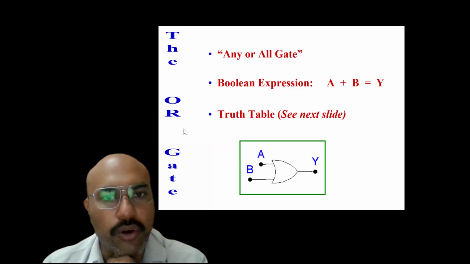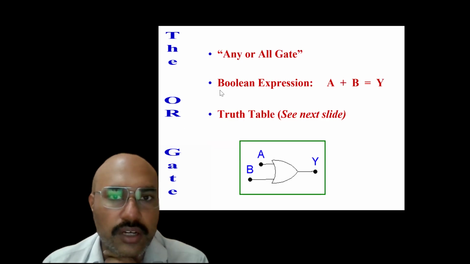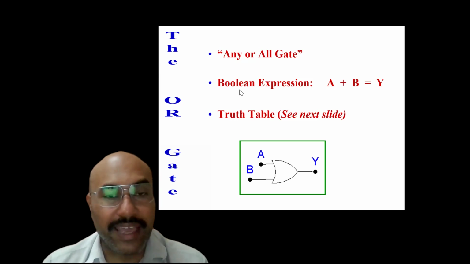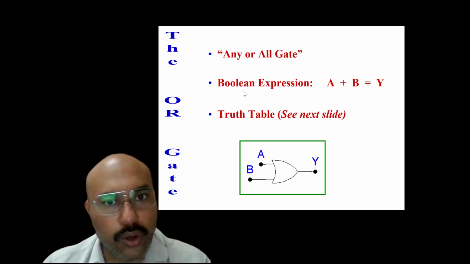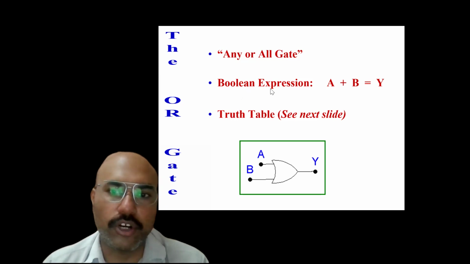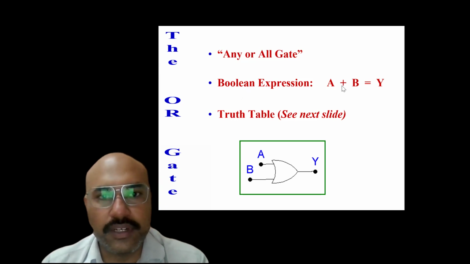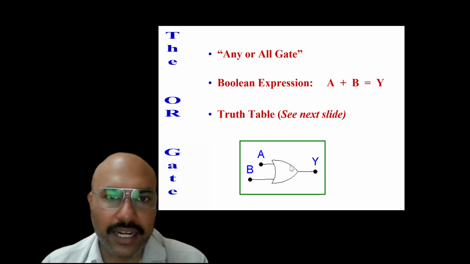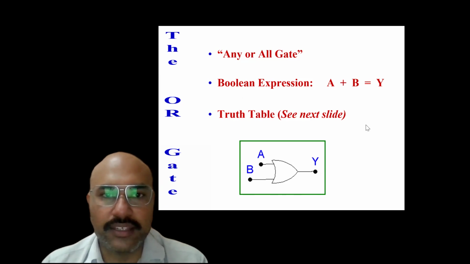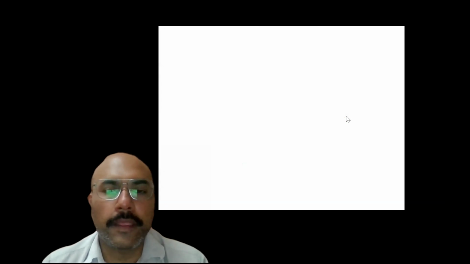The other gate is the OR gate. It is called the any or all gate. That means if any input is high or all of the inputs are high, then your output will be high. Output is definitely A plus B. You just add the applied inputs. So here you can see this is the symbol of this particular OR gate. And when you apply A and B as the input, you will get Y as the output, the summation of both of the applied inputs.